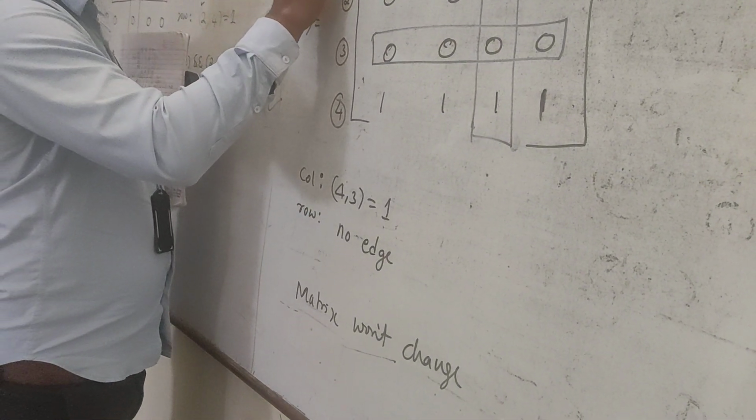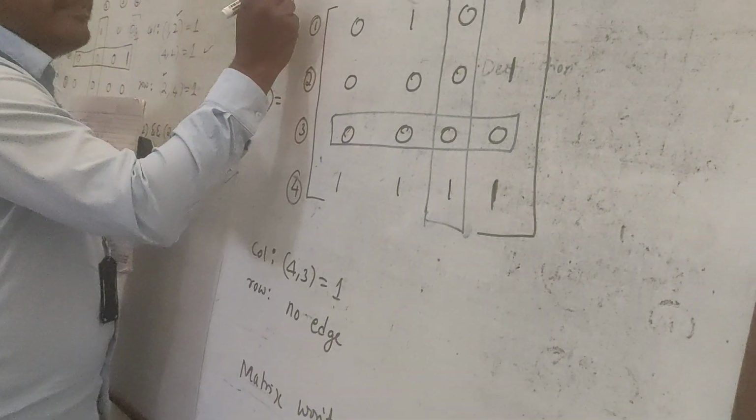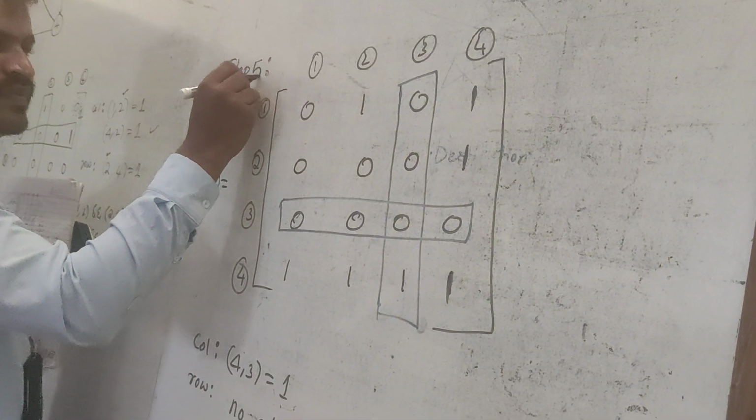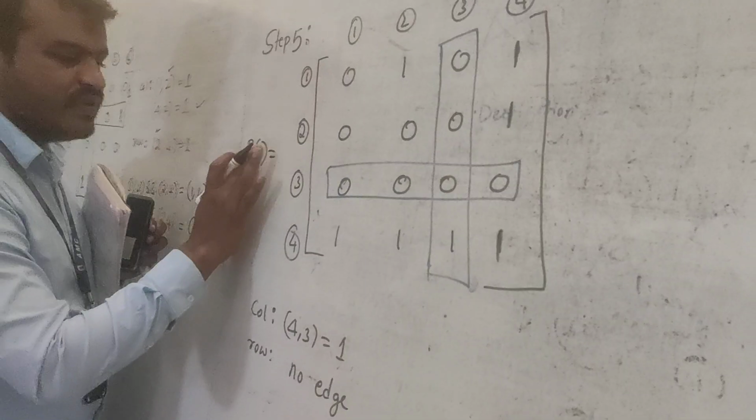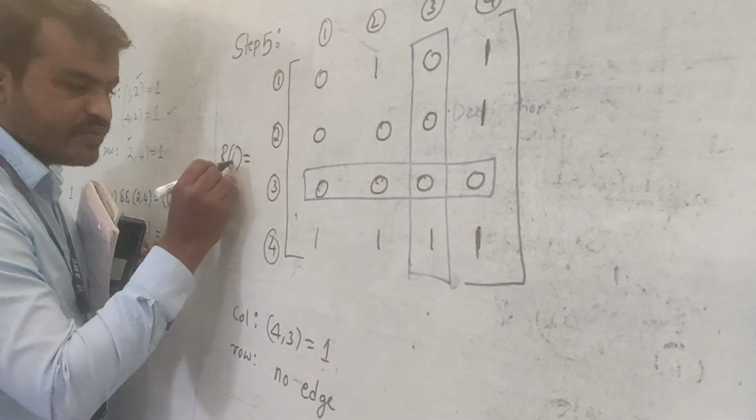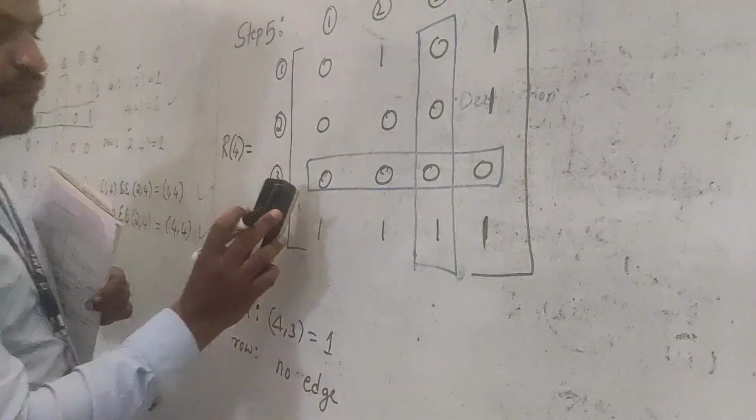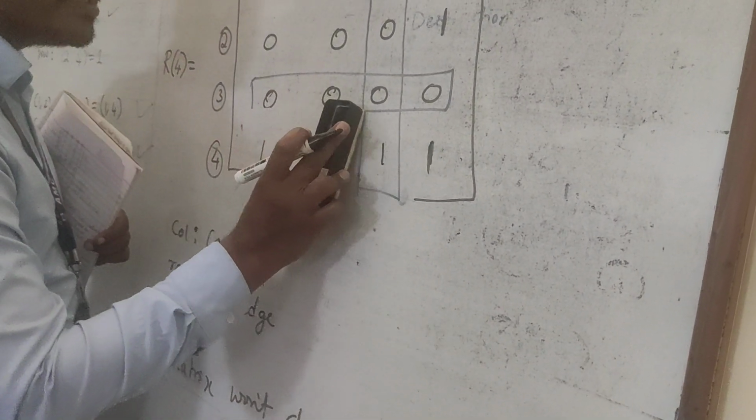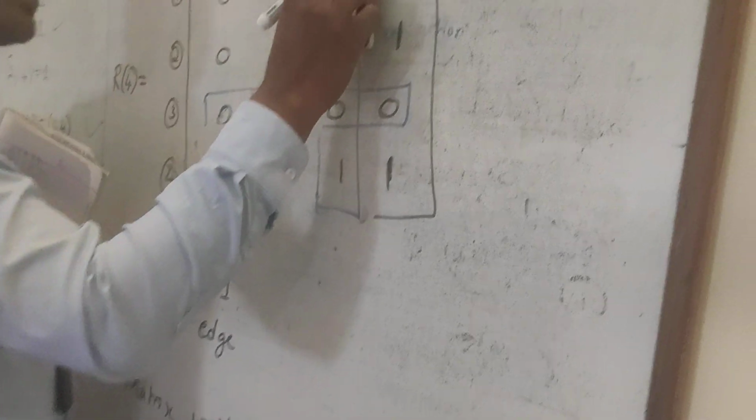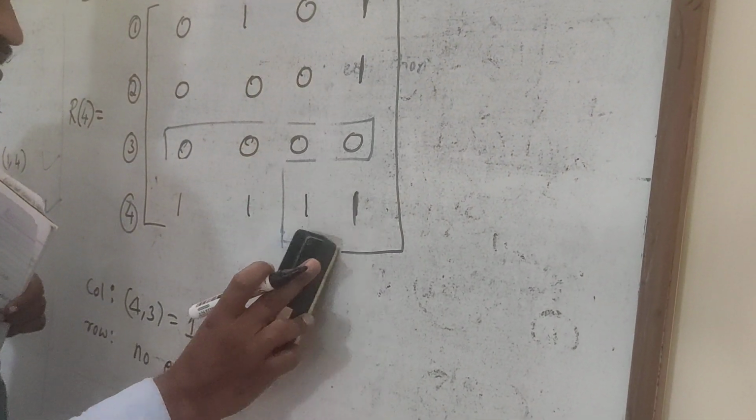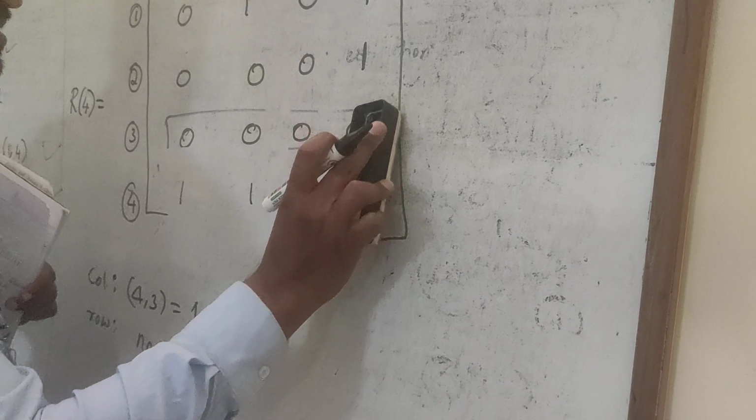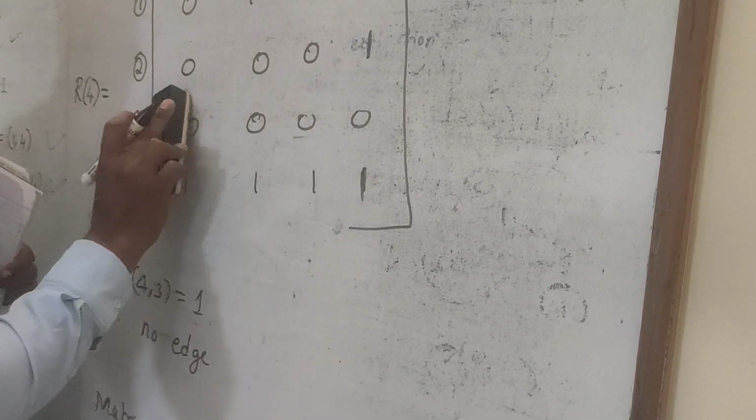This is step 4, the last step I'm writing. Step 5. In step 5, the intermediate node is 4. I'm changing this one. You have to write all the steps. In every step you have to write the matrix.